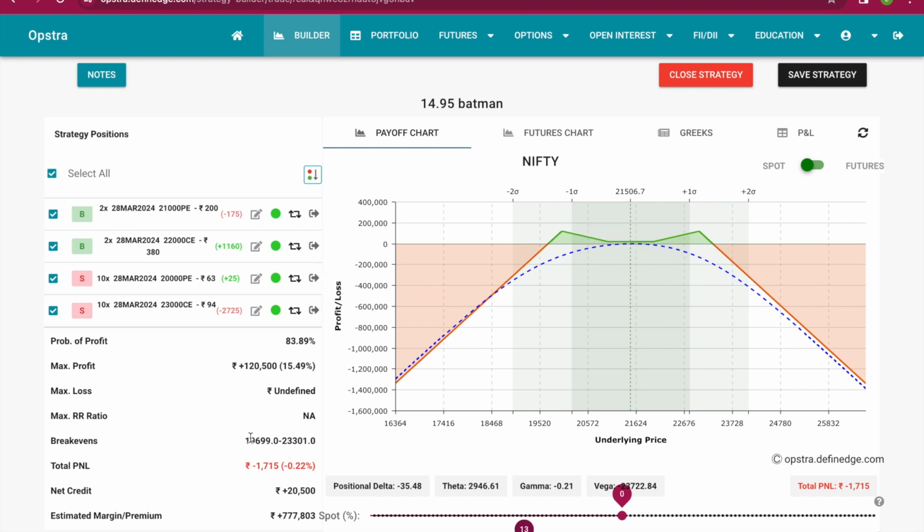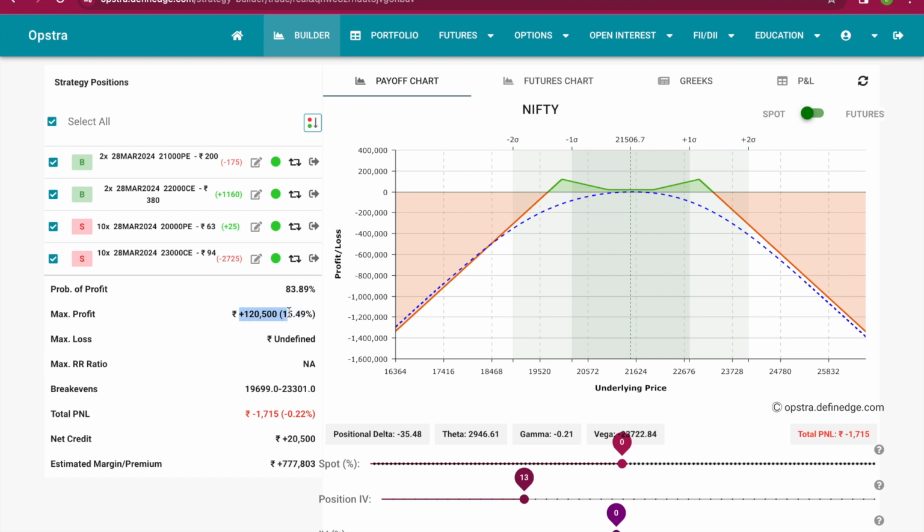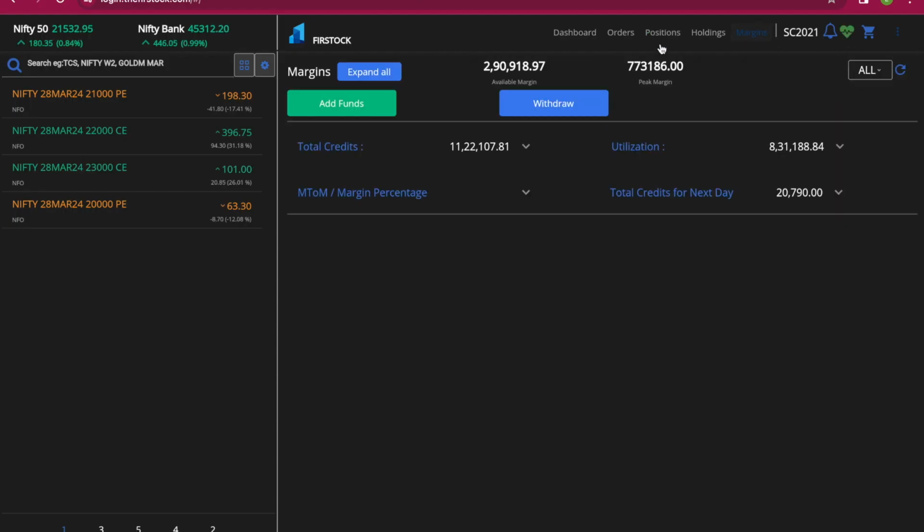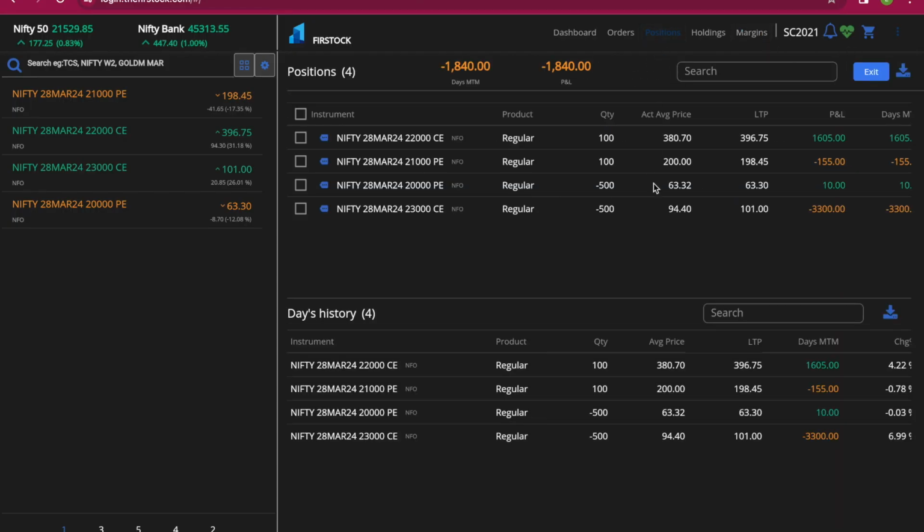Now you can see the break evens are quite far away, and we have 15% as a max profit. But definitely we'll only incur like 5-10%, so the max profit is like 1,20,000. The estimated margin is 7.77 lakhs. Let's see the margins left over. Okay, 3 lakhs of margins are left over.